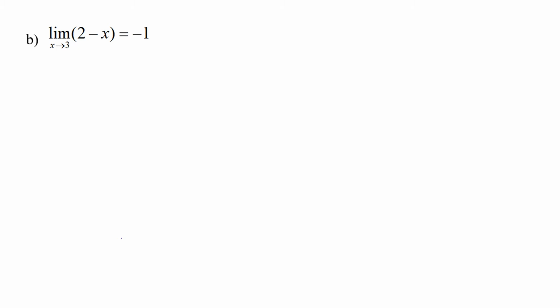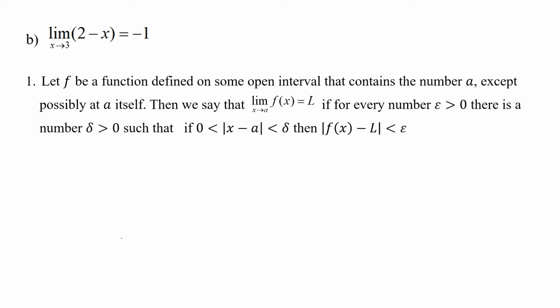So we have the limit as x approaches 3 of 2 minus x is equal to negative 1. And we want to prove this is true using the precise definition of the limit. So first things first, we have to completely and correctly state the precise definition of a limit.